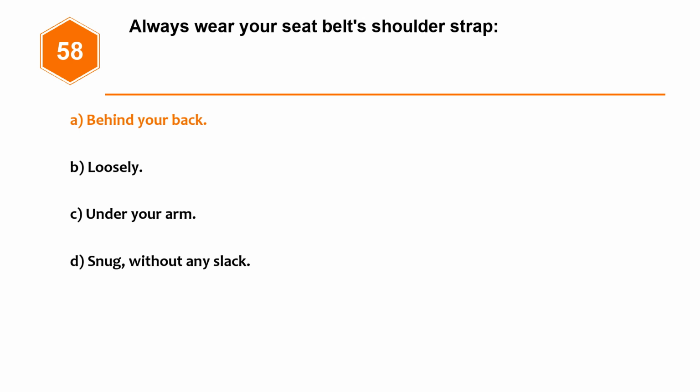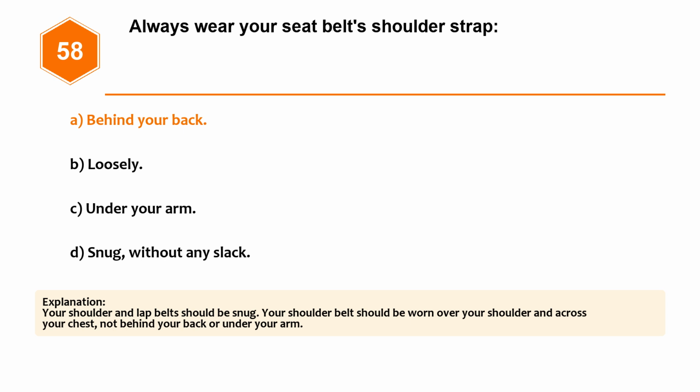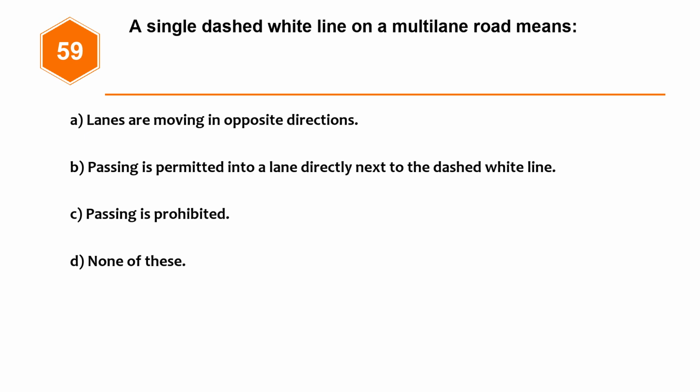The correct answer is option A, behind your back. Explanation. Your shoulder and lap belt should be snug. Your shoulder belt should be worn over your shoulder and across your chest, not behind your back or under your arm.